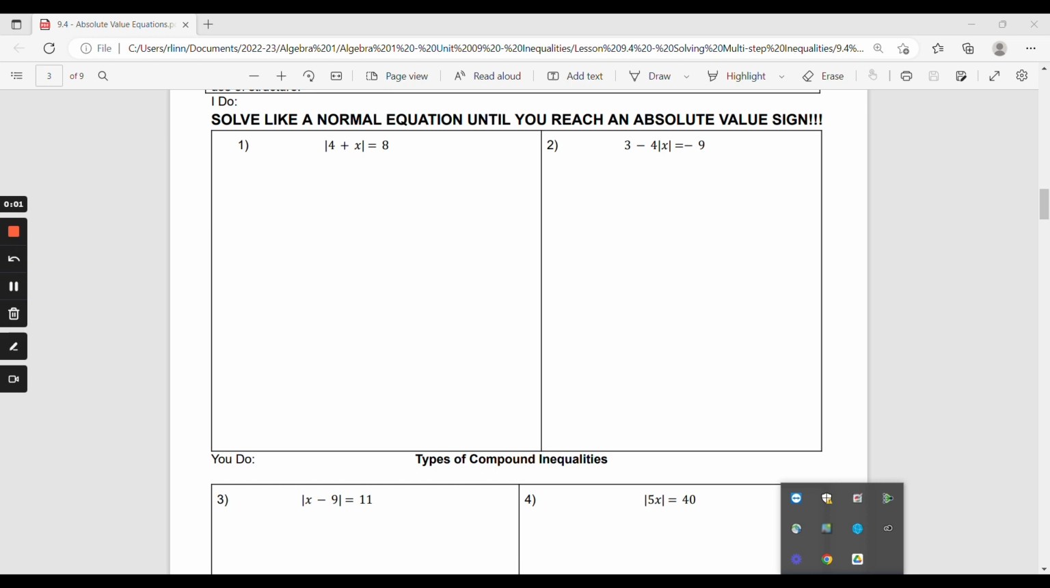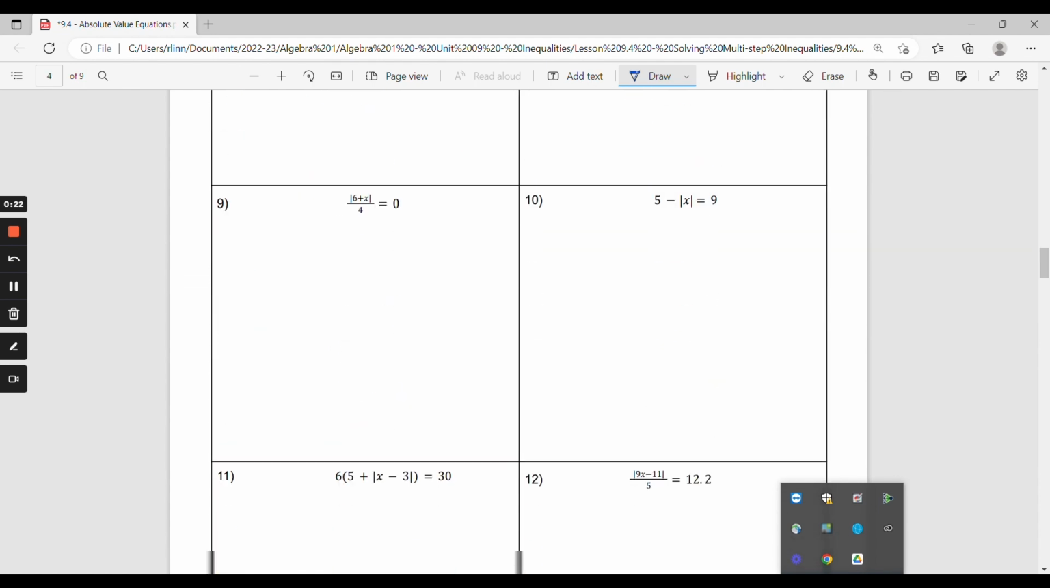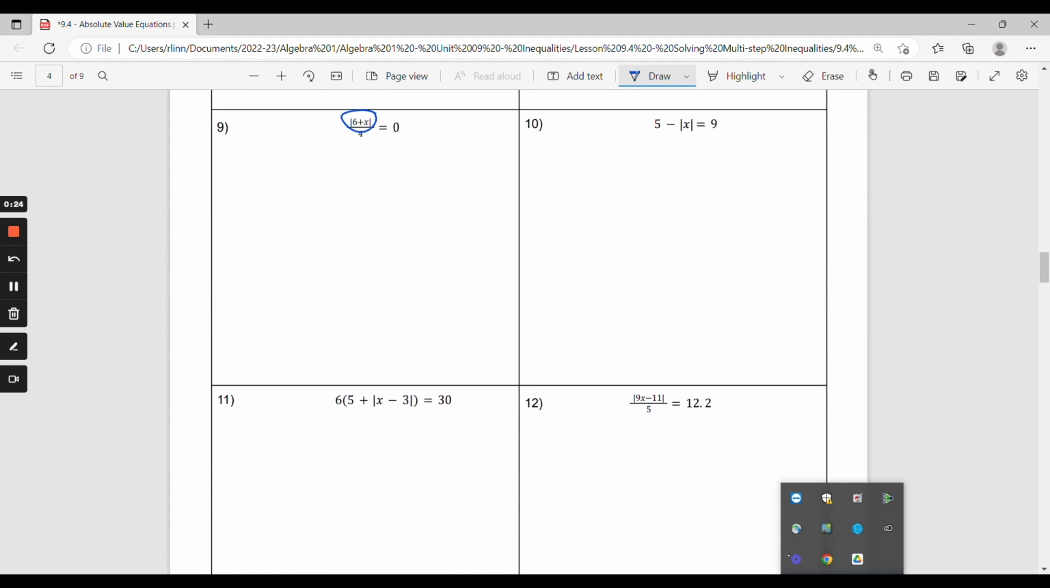All right, in our second problem here, we've got a little bit of a different situation. In our first problem, everything on one side of the equation was an absolute value. This time, we only have a small portion of it. So when only a portion of it is in the absolute value, such as the absolute value of x, or even on the back side, we have a few other examples: 6 plus x, x minus 3, 9x minus 11.